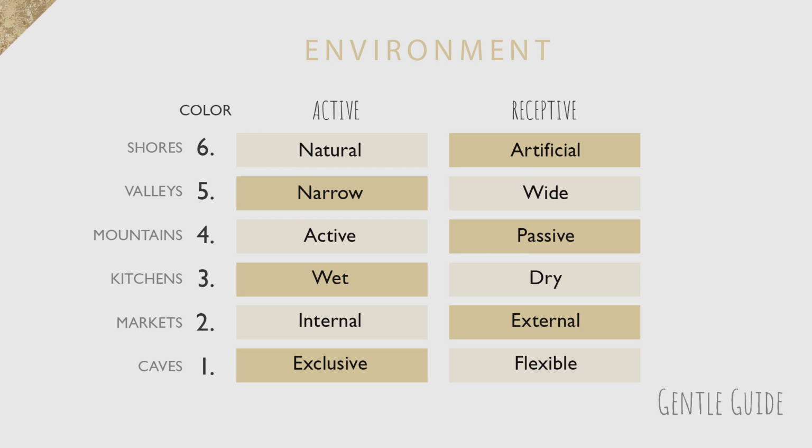And the last one, color 6, shores. We have natural and artificial shores. And this is usually where different or two distinguished environments meet. For example, the coast and the sea, or a park and the city, or in an artificial one where two neighborhoods meet.